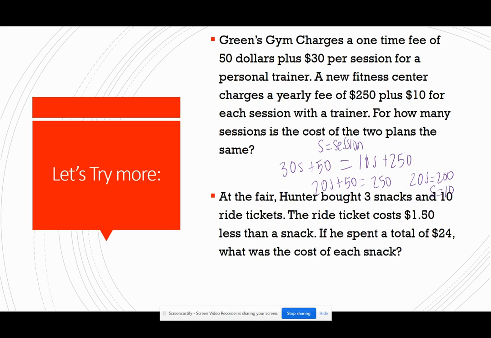For this type of problem, it's a little bit more complicated. I'm going to erase this just so I can write up there. So it says, at the fair, Hunter bought 3 snacks and 10 ride tickets. The ride tickets cost $1.50 less than a snack. If we spent a total of $24, what was the cost of each snack? So we're looking for costs. So I'm going to say S is the snack cost. So snack price.